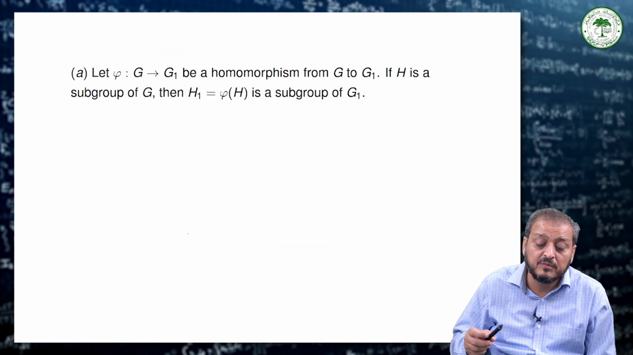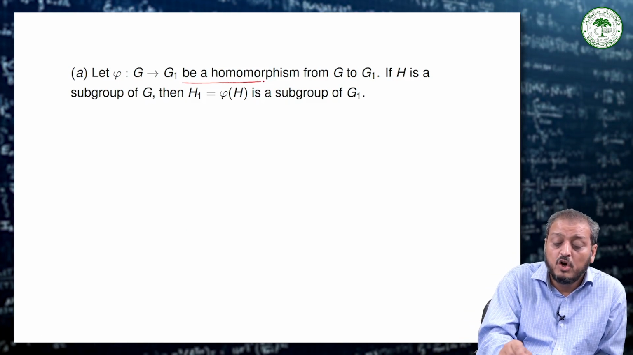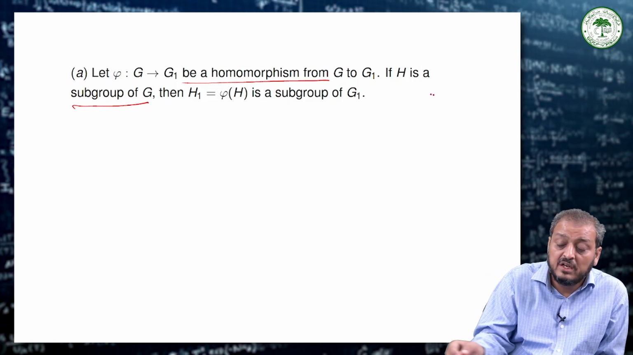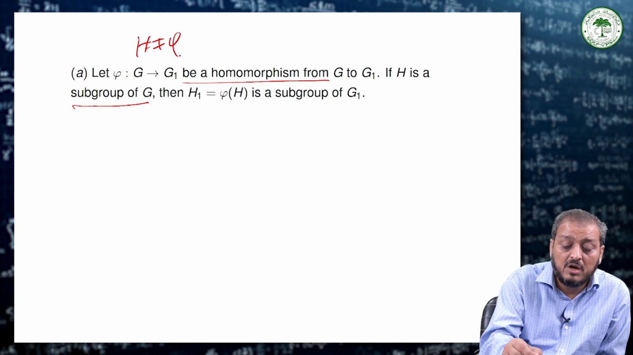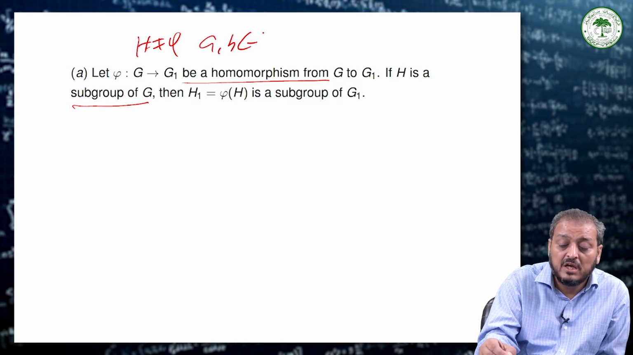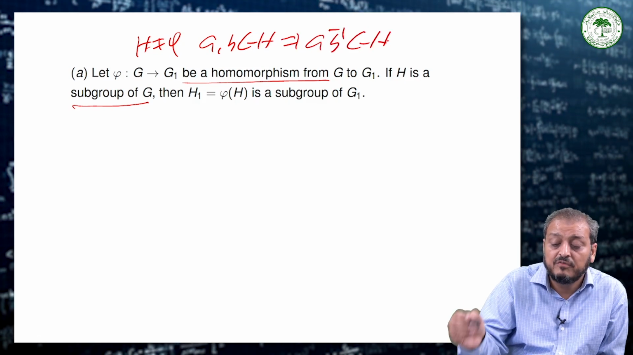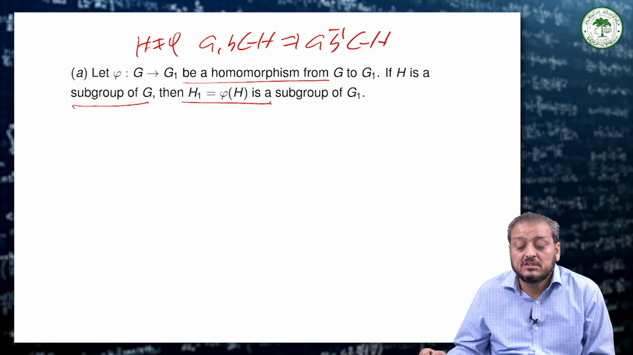So, let us start from the first one. We have phi from G to G1 a homomorphism. If H is a subgroup of G, it means H is clearly non-empty, and if a and b are elements of H, then this implies that a b inverse is also an element of H. Then we have to show that phi of H is a subgroup.